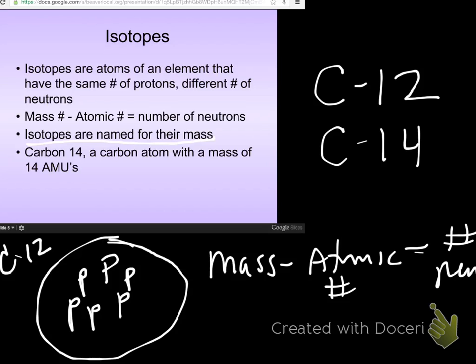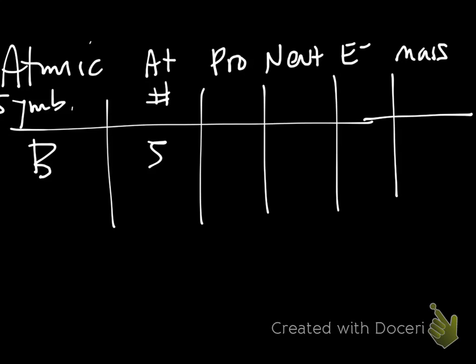Okay, so working from the practice sheet, we looked up boron. We found that it's got an atomic number of 5, which means it has 5 protons. And we're given the number of neutrons it's got. So what's the mass of boron-5? Or I'm sorry, of this isotope of boron? 11. This is boron-11.